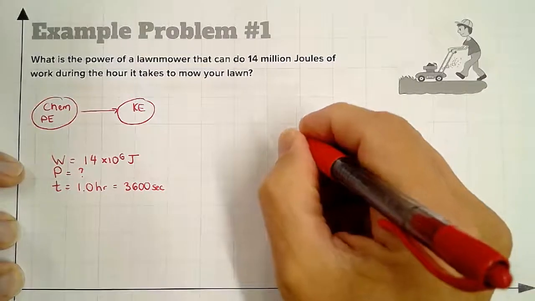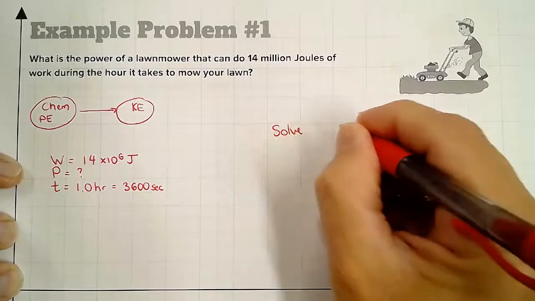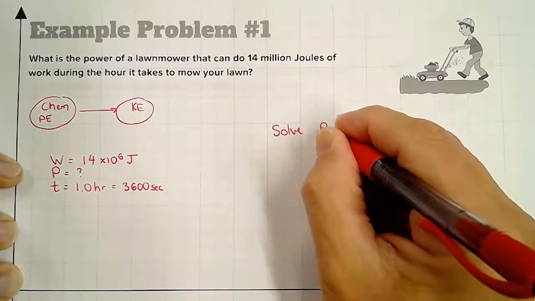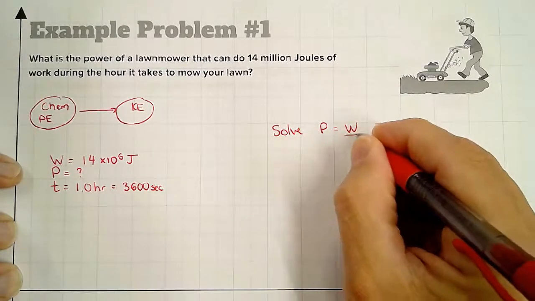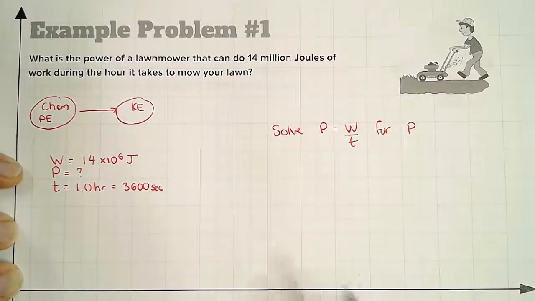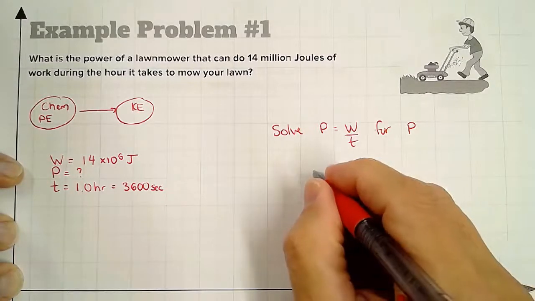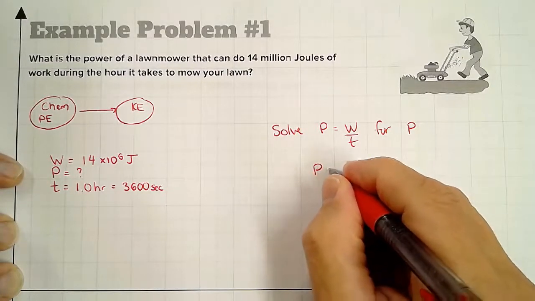My plan, it's really easy. I am simply going to solve the equation power equals work over time to find the power. And I don't even really need to solve it. I could just say evaluate. So I don't need to do any algebraic manipulations.